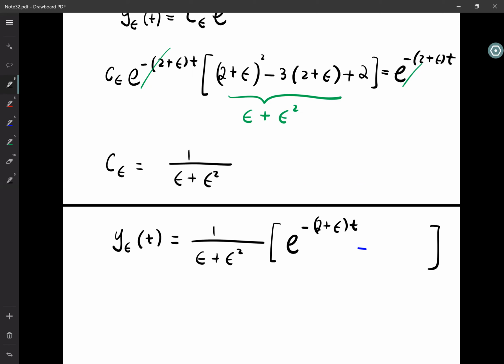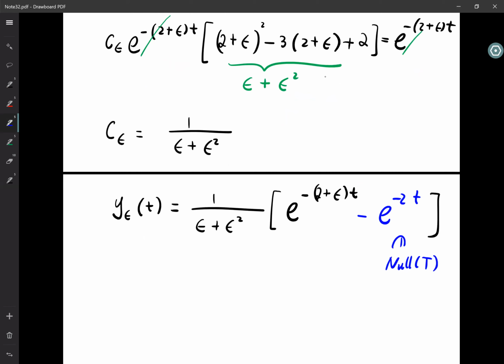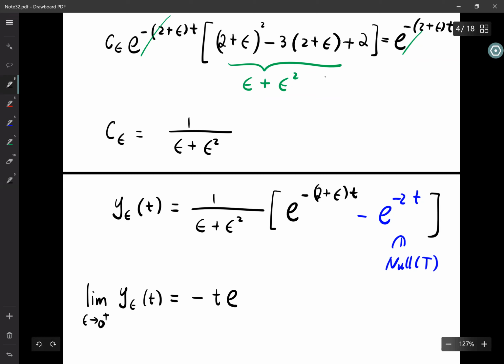Could you subtract C e to the negative 2t? Very good. So if I subtract this, this is in the null space of T. You can also try to subtract zero, but that doesn't help with respect to the first requirement, that the whole thing has a limit. Now, if I subtract exponential minus 2t, then you do a Taylor expansion, and the leading order is order epsilon, which is going to cancel with this. So the limit when epsilon goes to zero from the plus direction, this one is exponential minus epsilon t, so that's minus epsilon t, so this is minus t, e to the minus 2t.